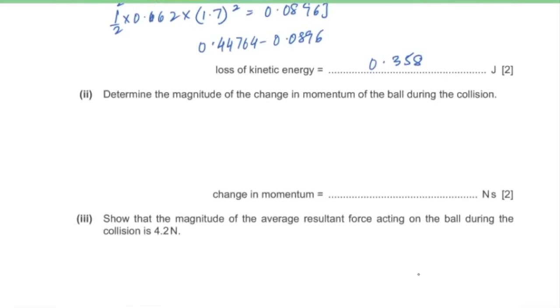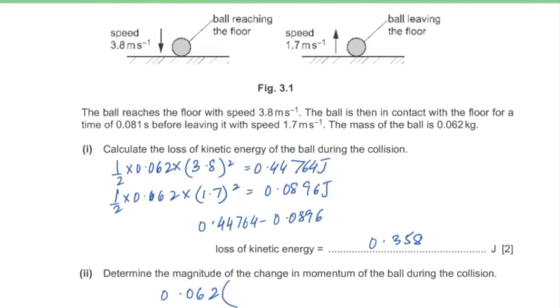Part 2, determine the magnitude of the change in momentum of the ball during the collision. So change in momentum is mass into final velocity minus initial velocity. The mass of the ball is 0.062. The final velocity is going to be 1.7, but we are going to include the sign since it's a vector quantity.